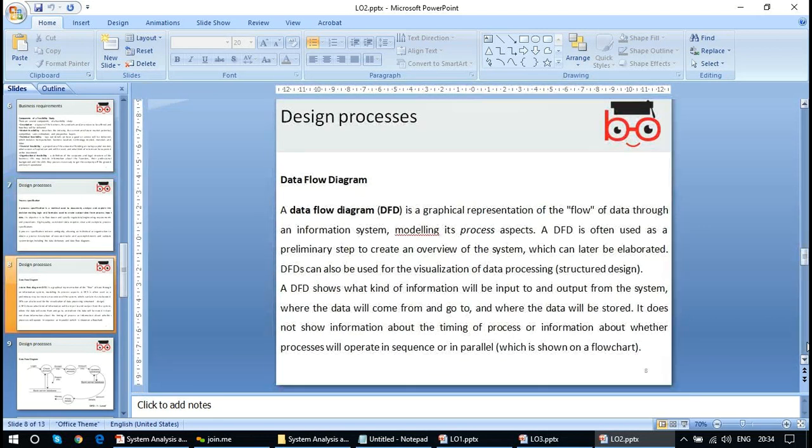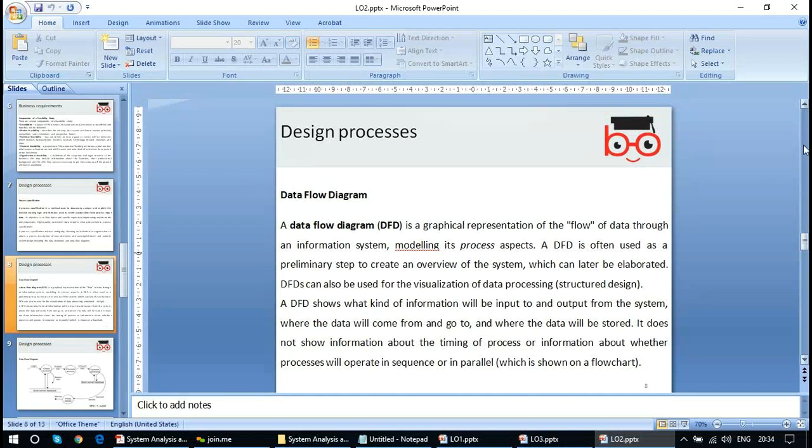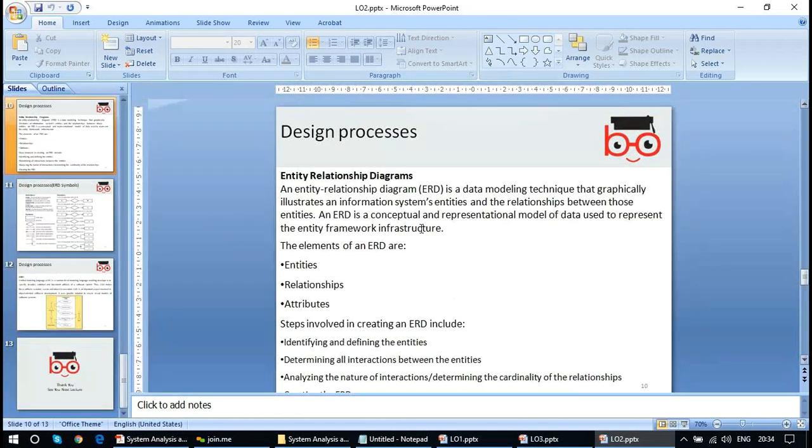Now, how to do this? One of the diagrammatic languages is data flow diagrams. Another is entity relationship diagrams. Remember, we studied entity relationship diagrams and data flow diagrams in databases. Most of the time, database analysis and design use entity relationship diagrams and data flow diagrams. Those diagrams are basically system analysis and design. Makes sense?